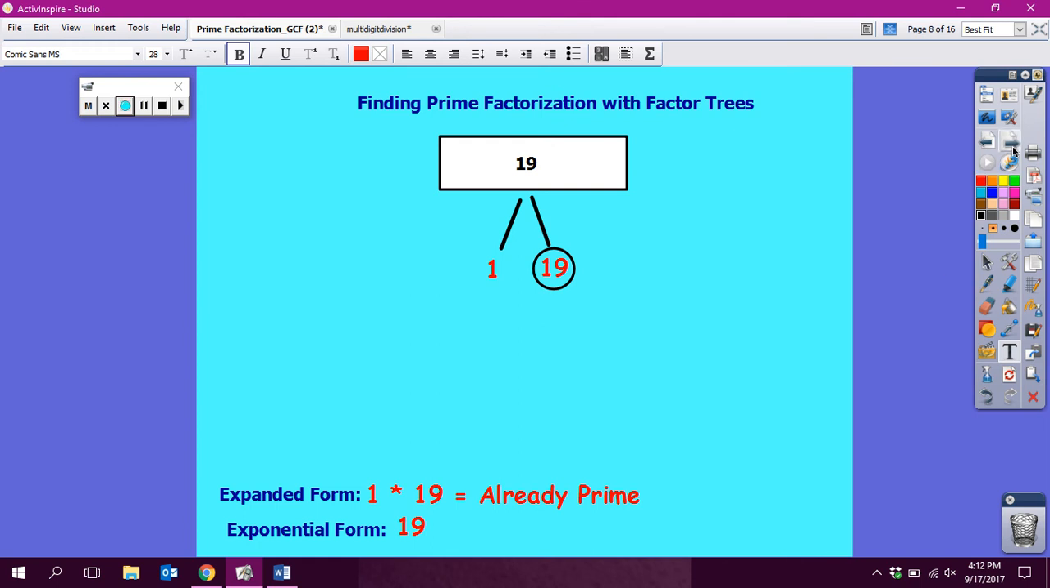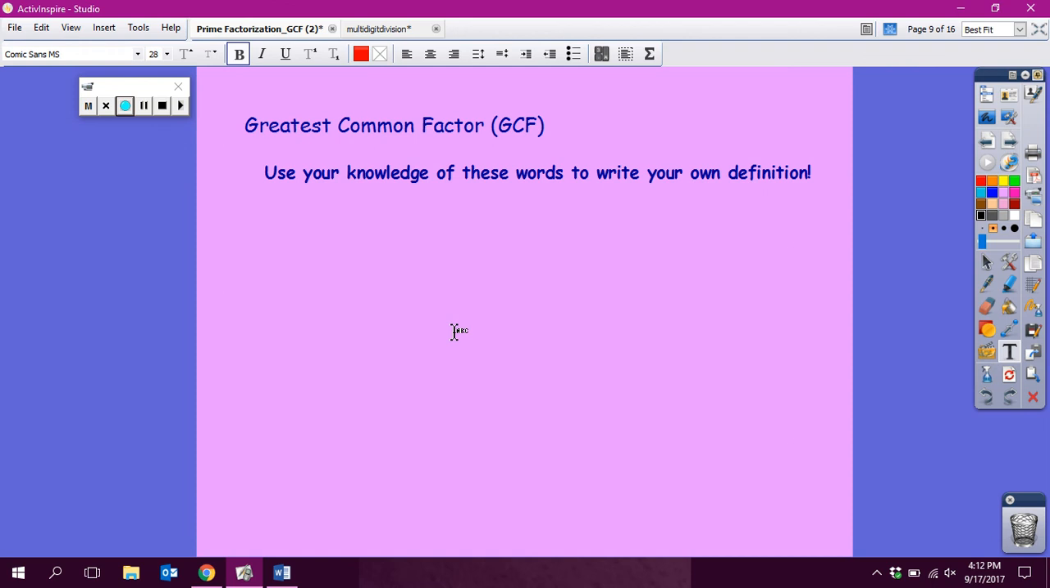Okay, so now if you need to take a break, then pause for a second, and then come back, because we're going to go into GCF next, okay? You may have done GCF last year, so again, if you need to take a break, pause now. If not, then we're going to keep going, okay?